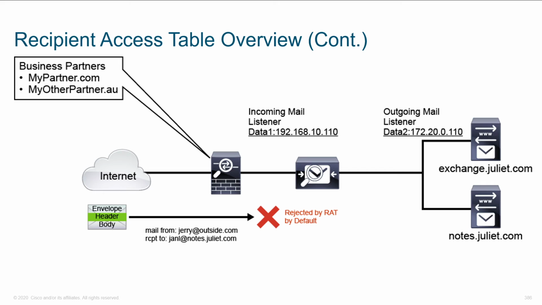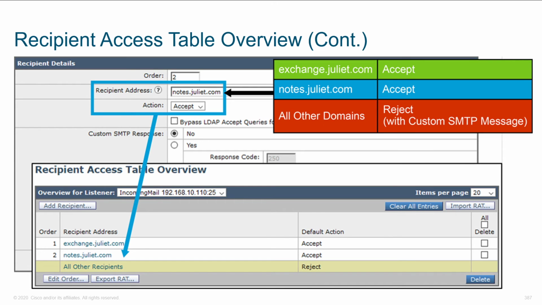So we've got business partners called mypartner.com and myotherpartner.au. And we say, hey, you know what? Anytime we see traffic coming from them, maybe we want to go ahead and allow it. So in this case, what we're doing is we're building a recipient access table. The recipient address, notes.juliet.com. The action, accept. Just that simple. So here it is. If it's coming from this server, accept. If it's coming from this server, accept. If it's coming from anybody else, reject.